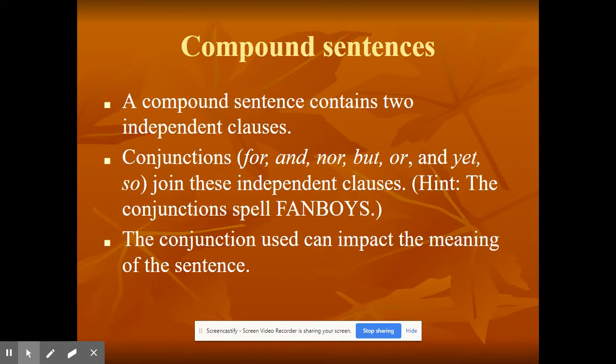So now we have compound sentences. A compound sentence contains two independent clauses or complete thoughts, and it does contain a conjunction. And remember that we previously learned that fanboys are what make up a conjunction. So we have for, and, nor, but, or, yet, so, which is the fanboys. And just remember, whenever you're combining and creating sentences, that the fanboy you use can change the meaning of the sentence. You need to make sure whenever you're selecting a fanboy when you're combining sentences that you use the proper one, so it makes sense in the sentence. And remember, whenever you're using a fanboy, you always have to have a comma before the fanboy.